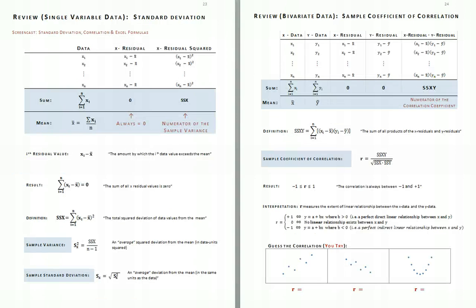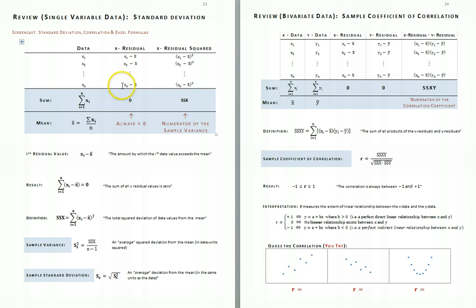This screencast discusses column notation in Excel's functions. This page reviews general notation for columns. In the data column, we have data x1 through xn. The sum of that data column, the sum of the xi's from 1 to n, appears directly below the data values, and the mean of that column appears below that.